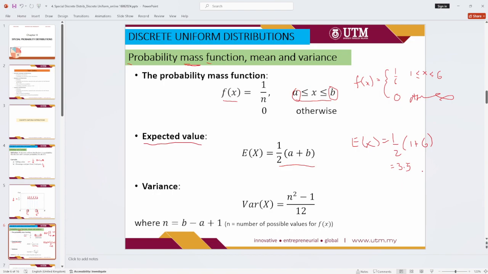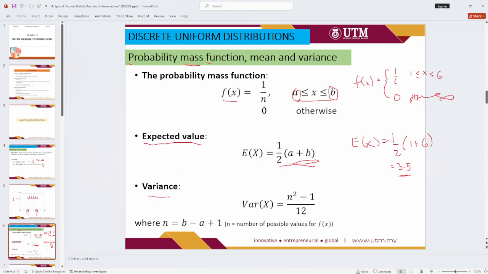Is this correct or not? You can check by just imagining, because one dice has numbers 1 until 6. If you keep on rolling the dice, what is the average number that you will get? If you add 1 plus 2 plus 3 plus 4 plus 5 plus 6 and then divide by 6, you will get 3.5. That is the average. So that is what we are calculating here. We are calculating the average, but here it will be an easier way. You just take 1 over 2, multiply with a plus b, the lower limit plus the upper limit.